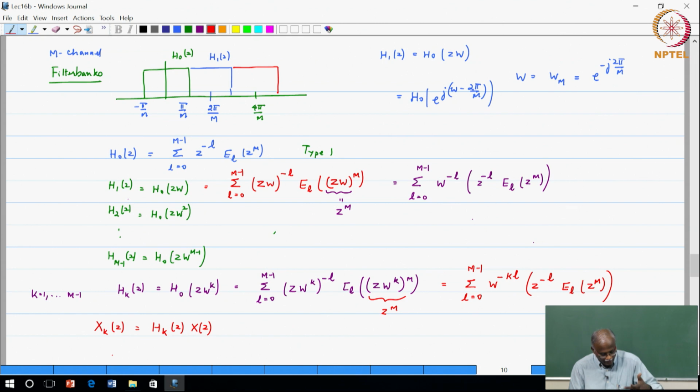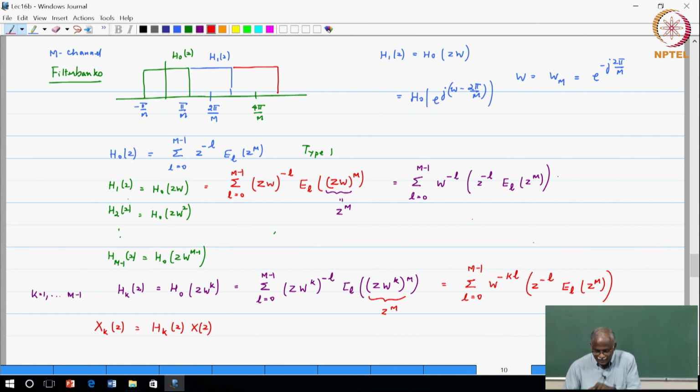So, basically you will have x naught to x m minus 1, so many outputs are there. Each of these requires you to process x of z by the same set z power minus L E L z power m, and once you have processed with that, then you are multiplying it by some phase terms and then taking a summation. Okay.